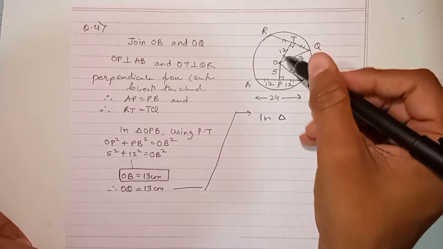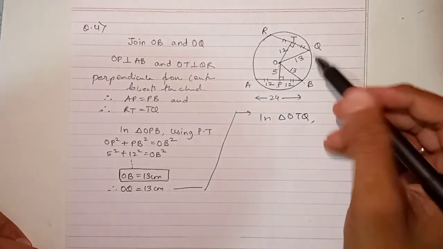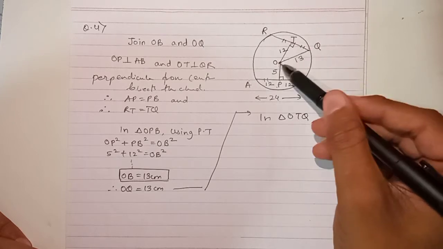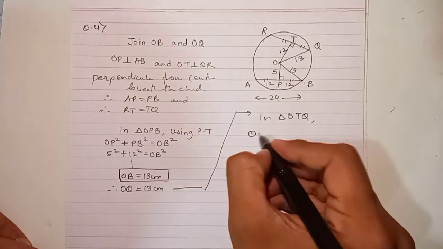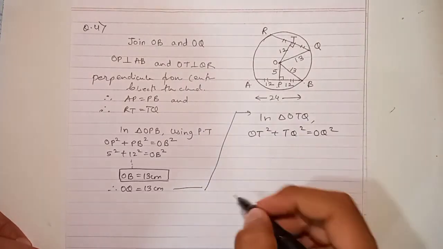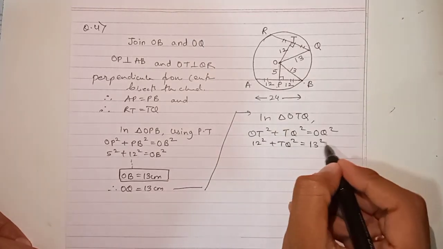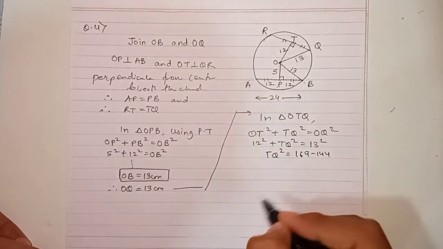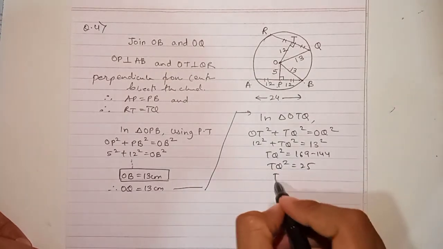in triangle, I'll take this triangle now, OTQ. Okay, OTQ. अभी इस triangle में this is 12, this 90 के सामने hypotenuse is 13, and we can find TQ here in this triangle. So OT square plus TQ square equals OQ square. So 12 square plus TQ square equals 13 square. So TQ square is 169 minus 144. So TQ square is 25.